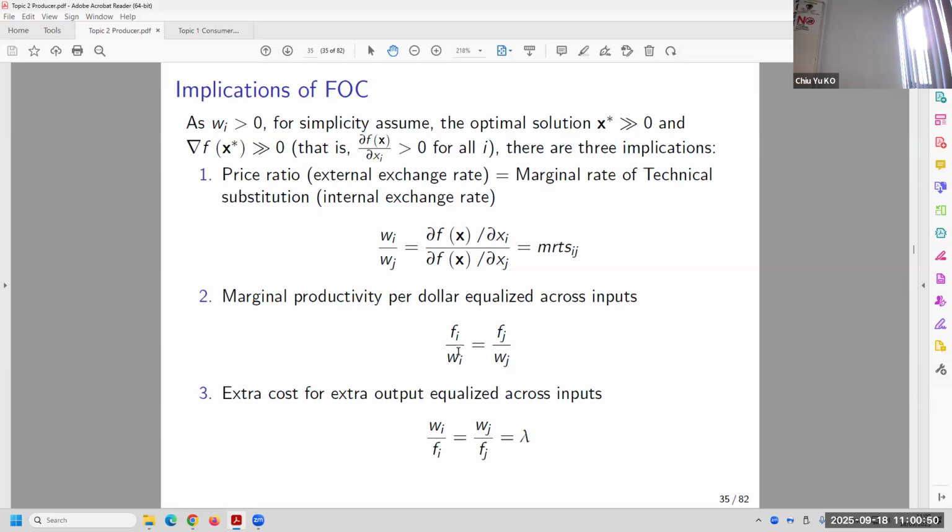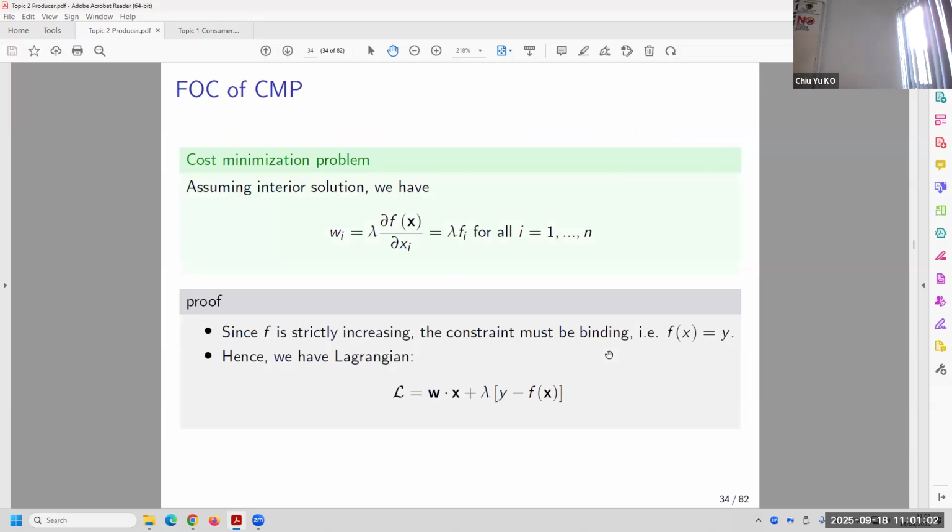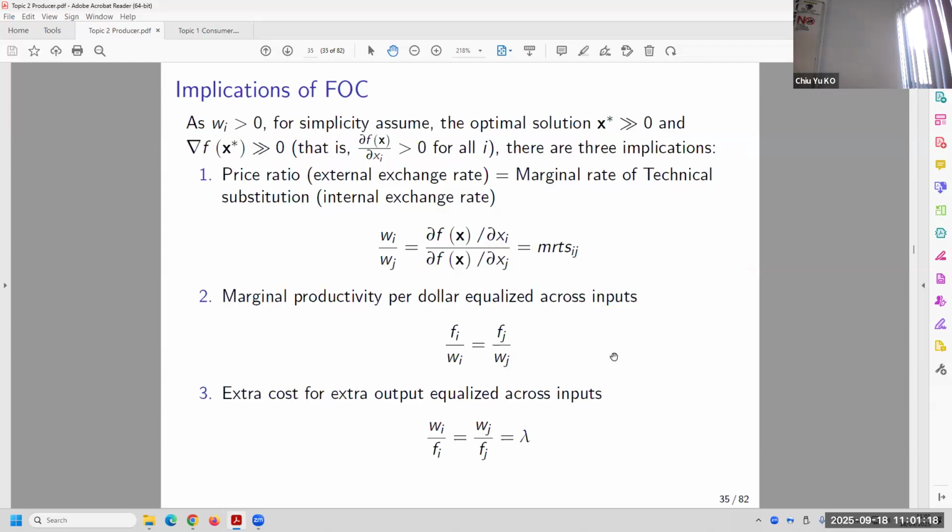Okay, and this will be the same across inputs. And this is equal to the multiplier, right? And the multiplier, if you remember the envelope theorem, is this guy, right? So you just differentiate this cost with respect to y, right? So basically, if I increase output by 1 more unit, how much is the cost increasing, right? So this is what the envelope theorem tells us. So this is the same as what we have said, right?